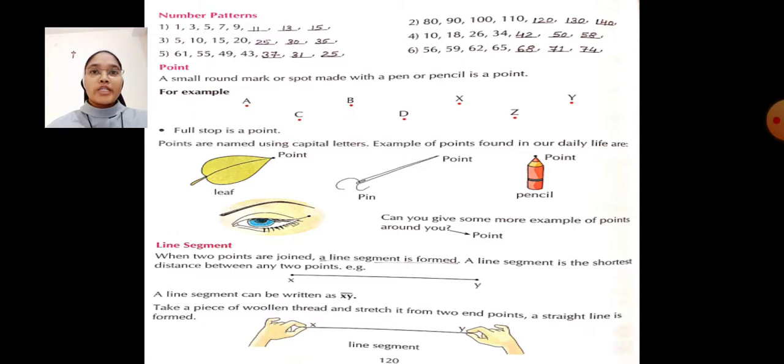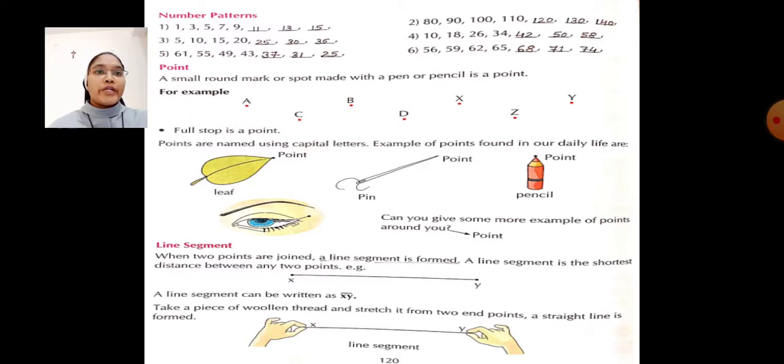Next, point. A small round mark or spot made with a pen or pencil is a point. For example, here you see A, B, C, D, X, Y, Z is given and there the small dot is there. A small point is there with red ink, isn't it? Full stop is a point. Points are named using capital letters.